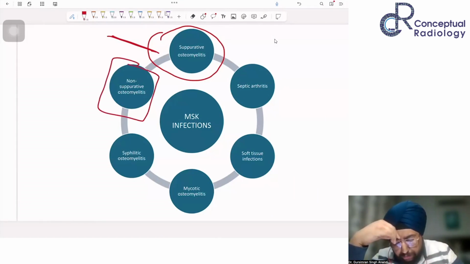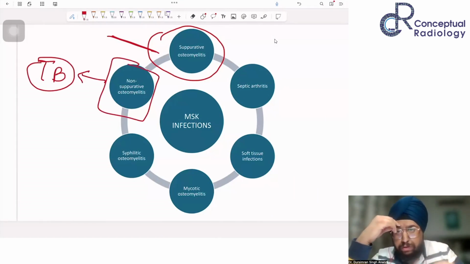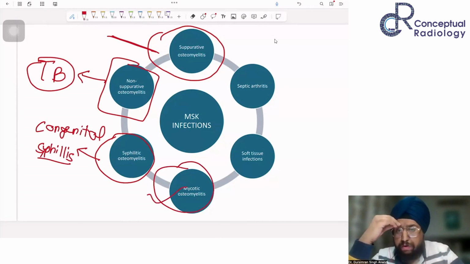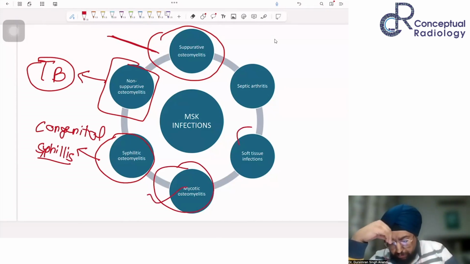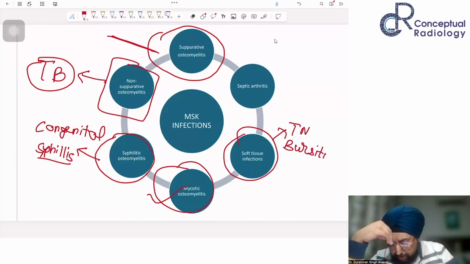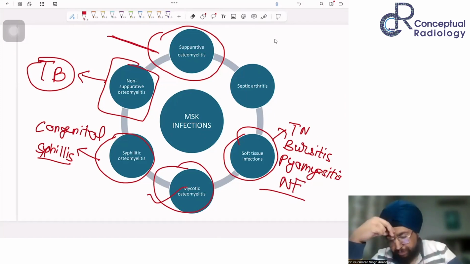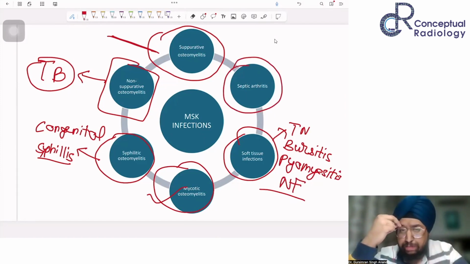Next, we have your non-suppurative osteomyelitis, which consists of your tubercular osteomyelitis. Next, we can have syphilitic osteomyelitis. The most important question which we get is your congenital syphilitic osteomyelitis. Then we can have fungal osteomyelitis, which is your mycotic osteomyelitis. Next, we have your soft tissue infections, which consist of tenosynovitis, bursitis, pyomyositis, and necrotizing fasciitis. So these four terms we discuss as a part of soft tissue infections. And last is your joint involvement, which is your septic arthritis.